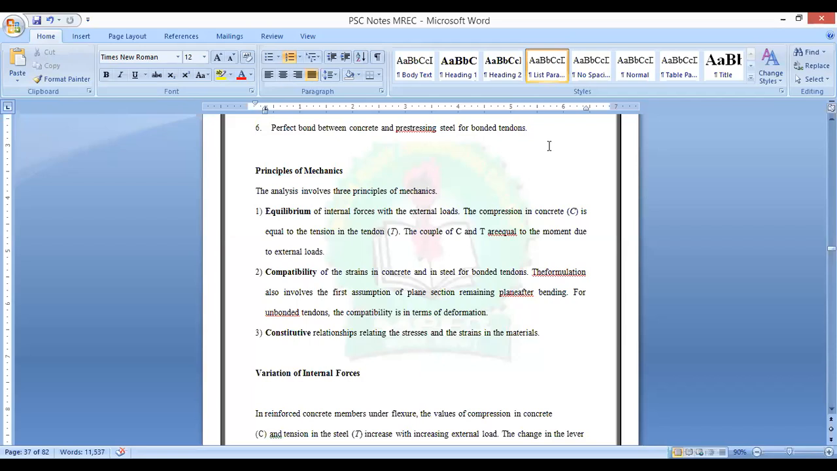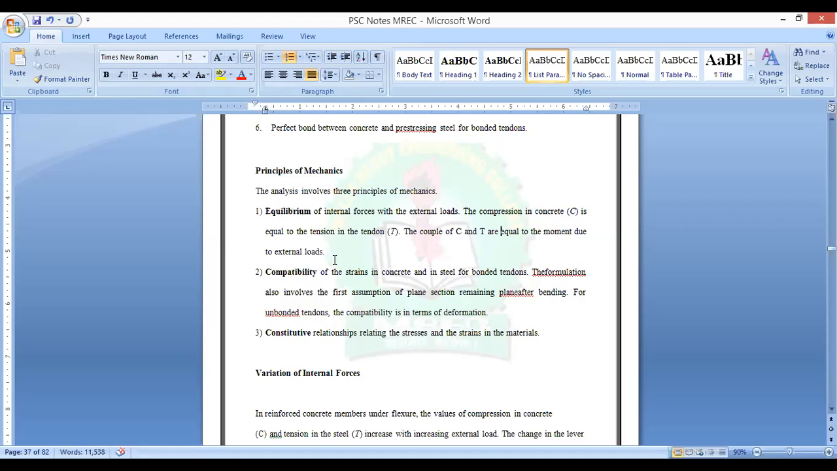Understand? So that is what an equilibrium statement is. Whatever force we are pulling together, the same force should transform into the concrete in the form of a compression. That is what an equilibrium condition is. So by that, the couple of concrete and tension are equal to the moment due to external load.